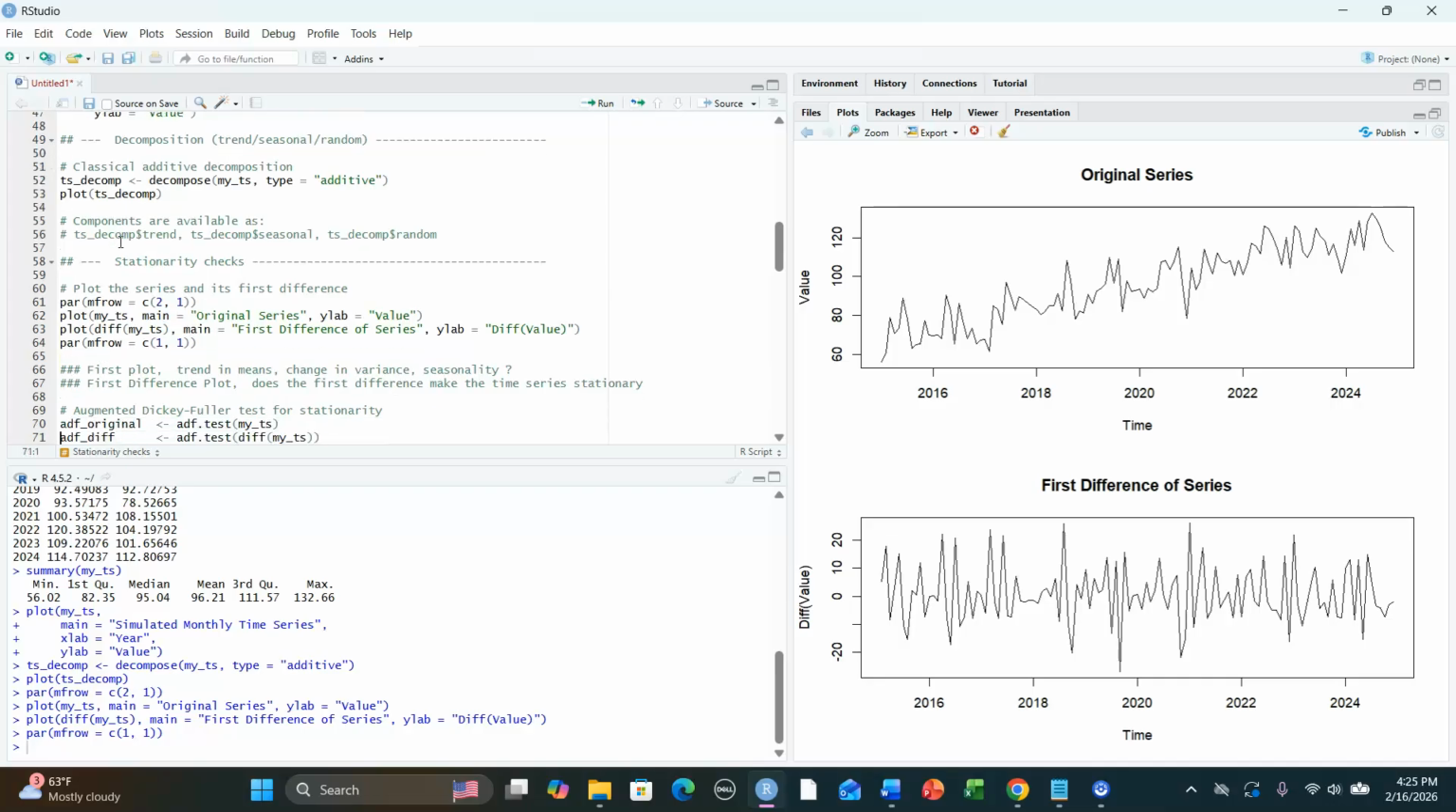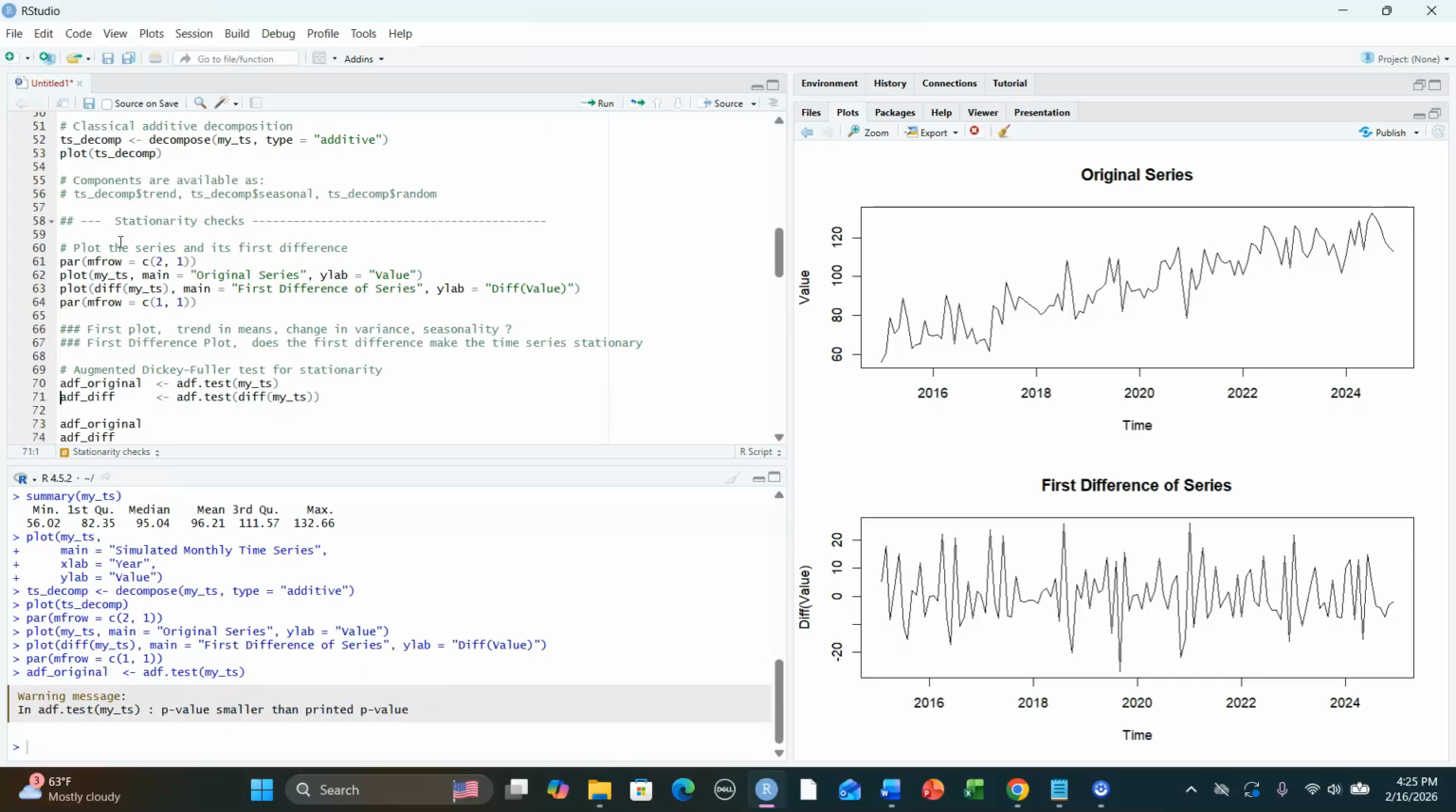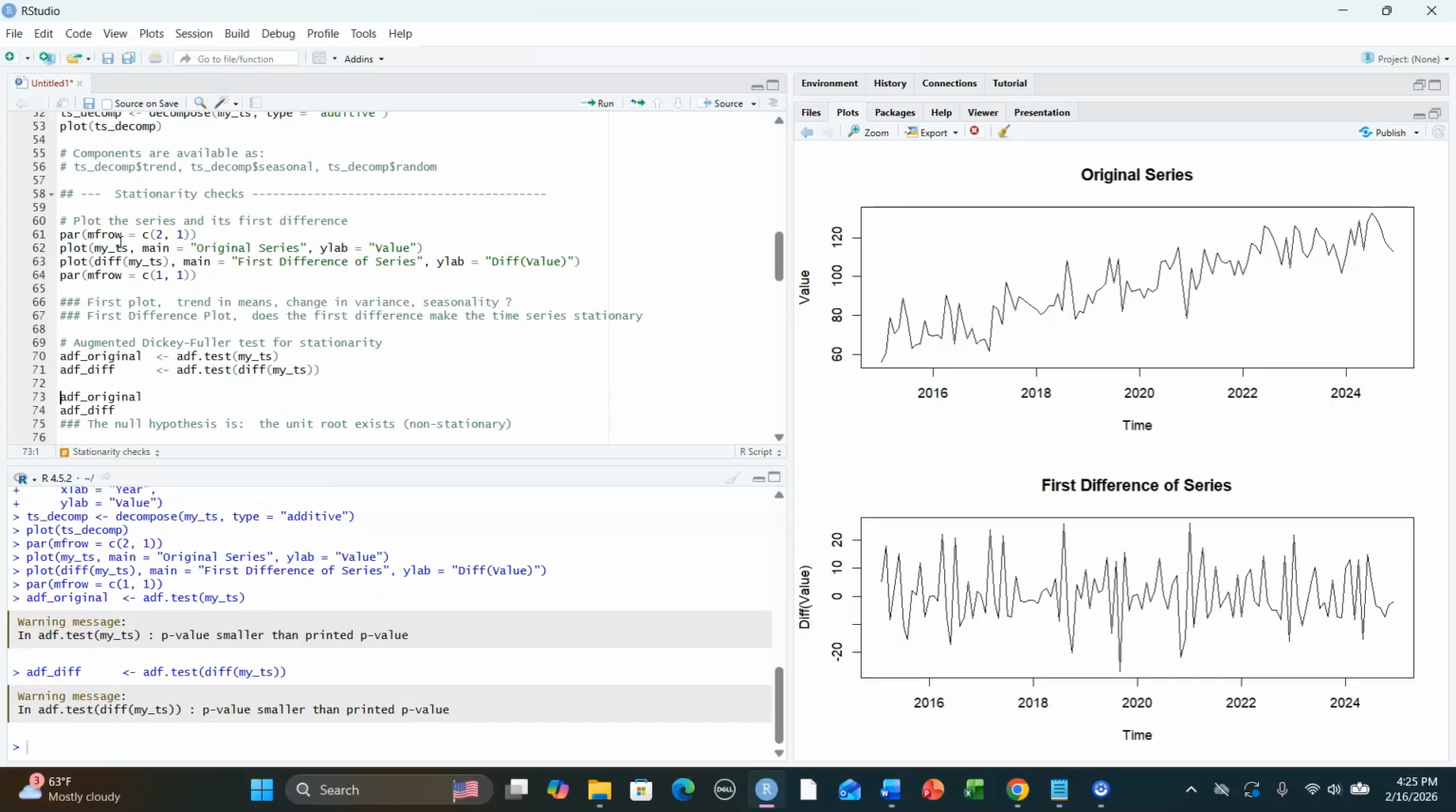Of course, visualization may not be accurate. We can also do a hypothesis test called the Augmented Dickey-Fuller test for stationarity. Okay, so you can use adf.test. Just put my ts object in there, and also you can put the differenced series in there.